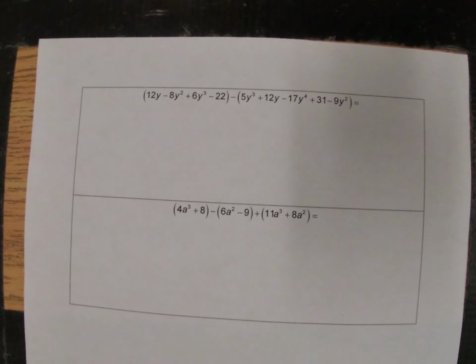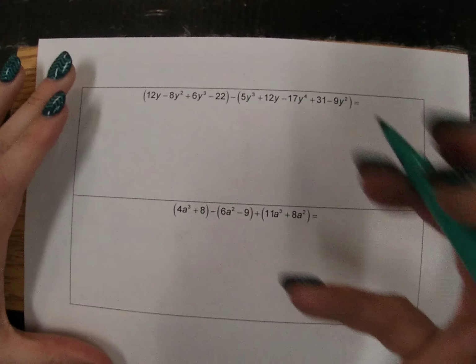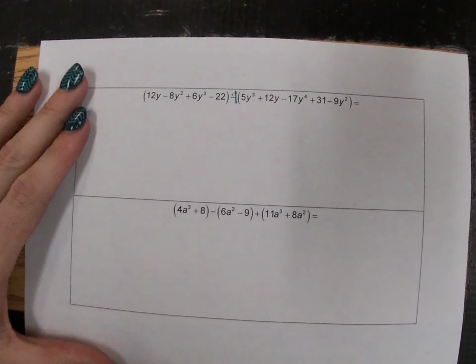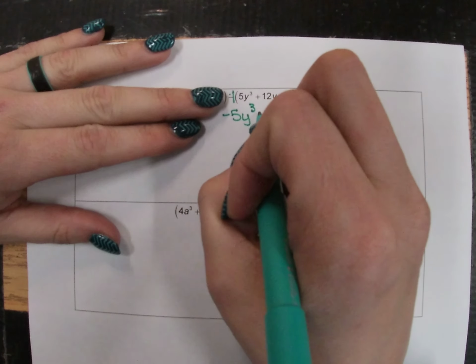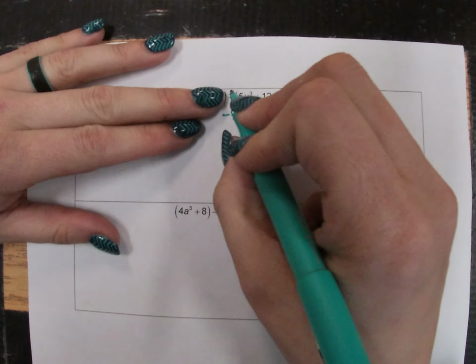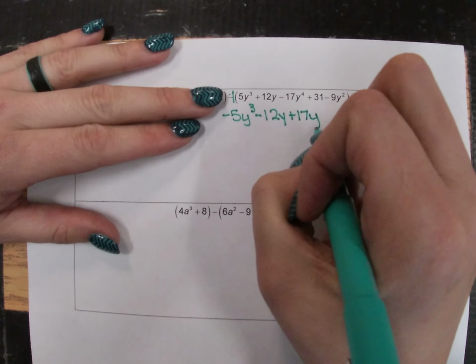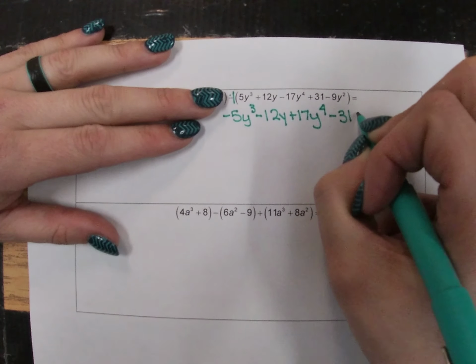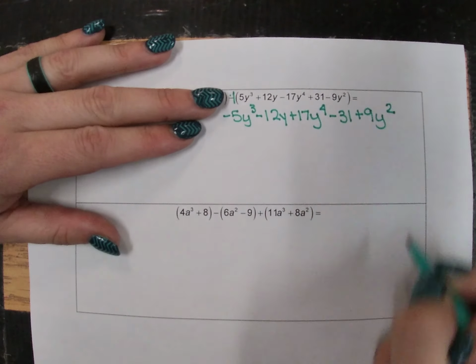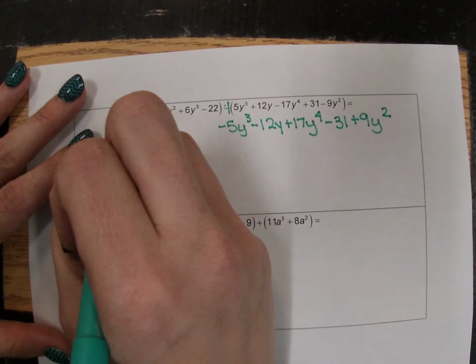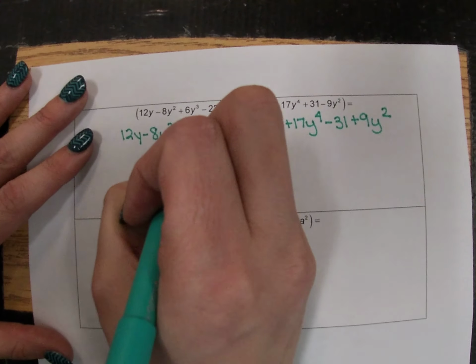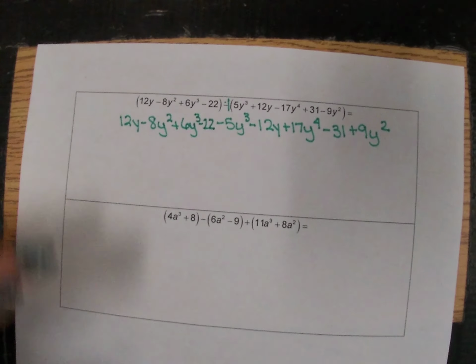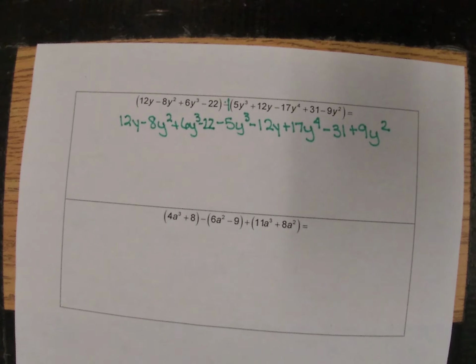So we have another subtraction problem in the next one. So once again, we are going to want to multiply this through by that -1 that's sitting here. And so if we multiply that through, we'll get a -5y to the 3rd minus 12y, right? I'm taking -1 times each of these, minus 31 plus 9y squared. Everything else over here is coming straight down.